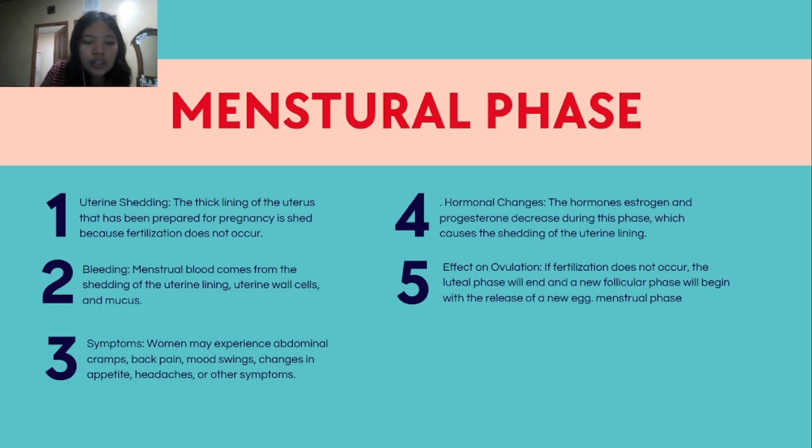And the third, symptoms. Women may experience abdominal cramps, back pain, mood swings, changes in appetite, headaches, or other symptoms. And the fourth, hormonal changes: the hormones estrogen and progesterone decrease during the phase, which causes the shedding of the uterine lining. And the fifth, the last, is the effect on ovulation. If fertilization doesn't occur, the luteal phase will end and a new follicular phase will begin with the release of a new egg.